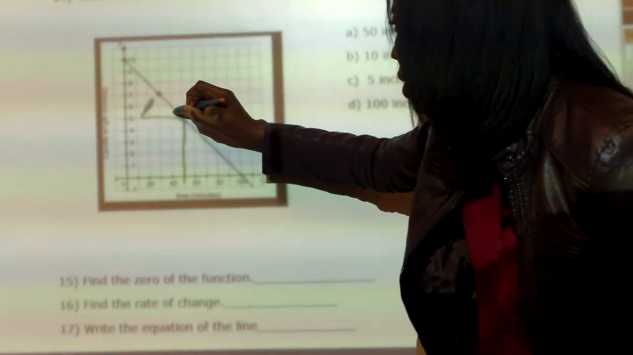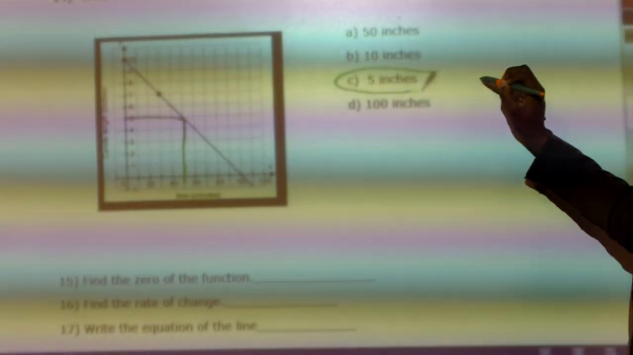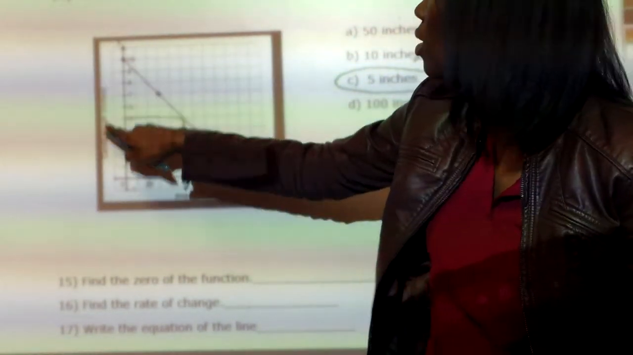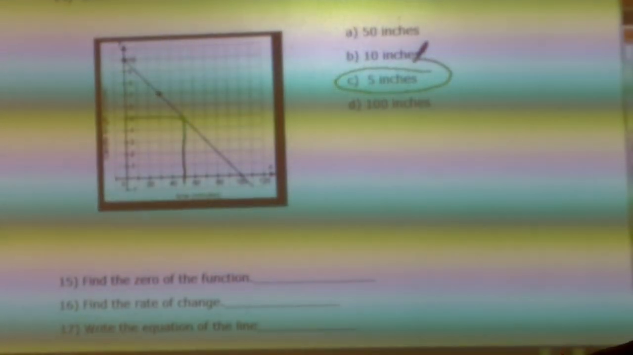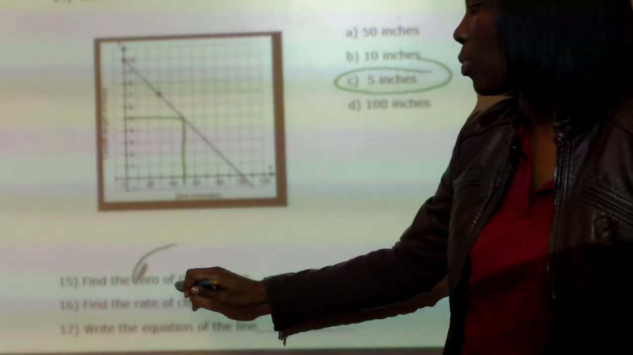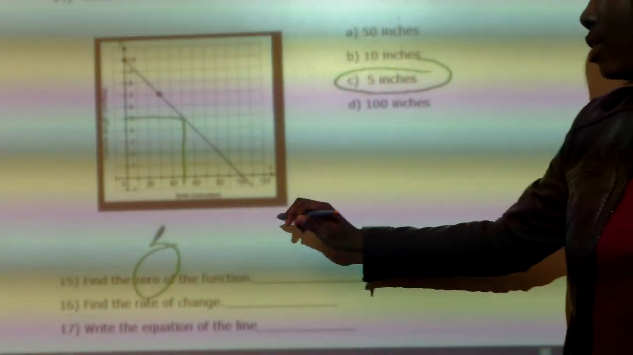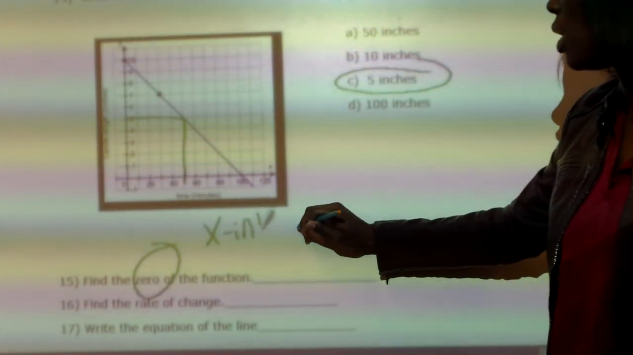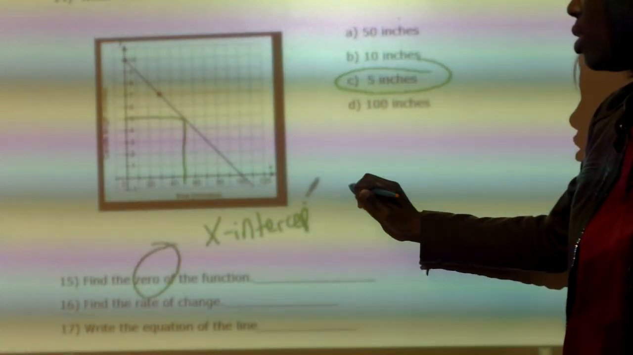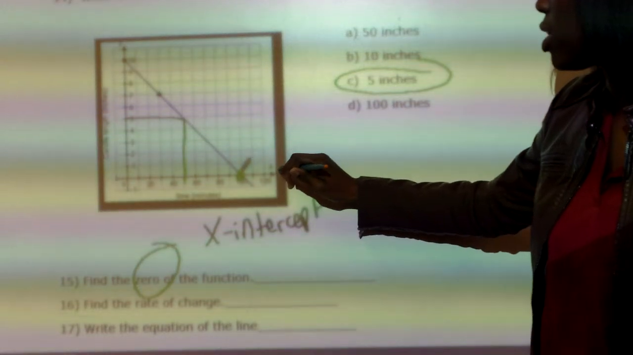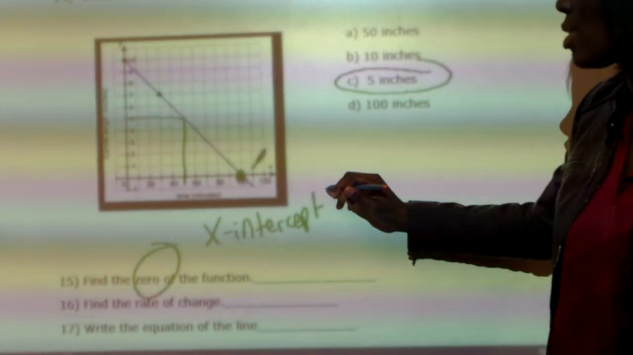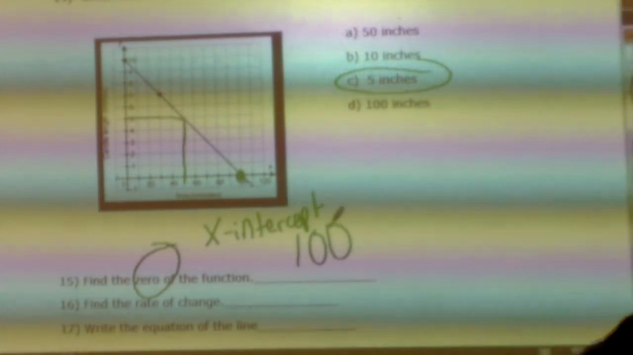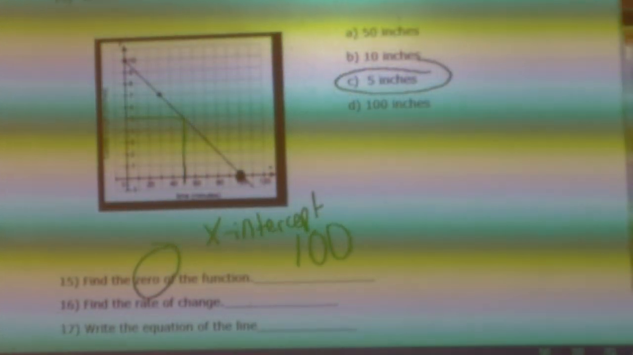At 50, you should have got what? 5 inches. Find the zero of the function. Does everybody remember what the word zero means? Yes, it's an x-intercept. Good job. Our x-intercept crosses at 100. Everybody got that? Yes.